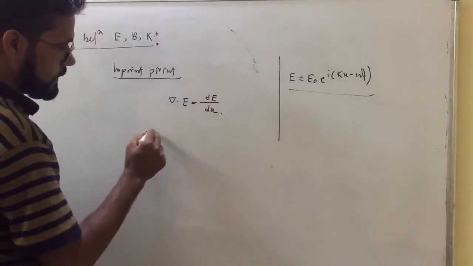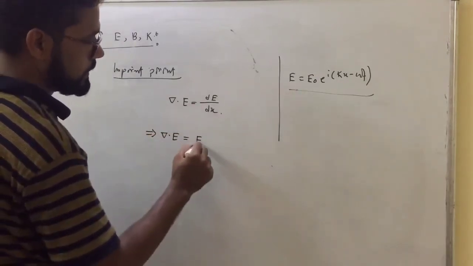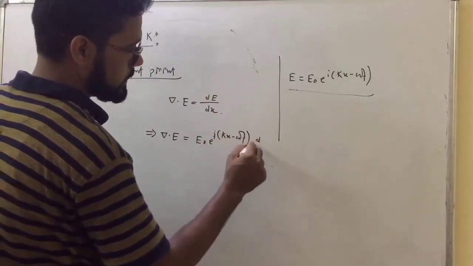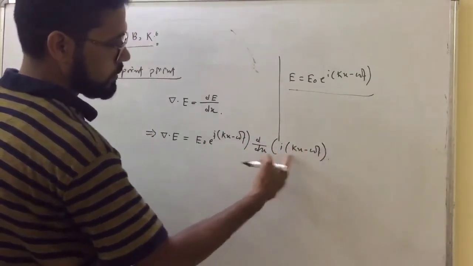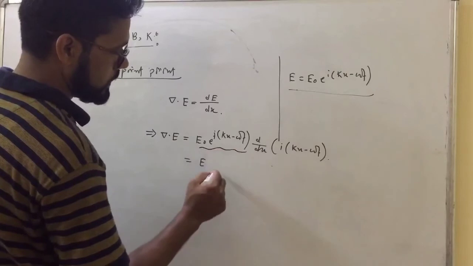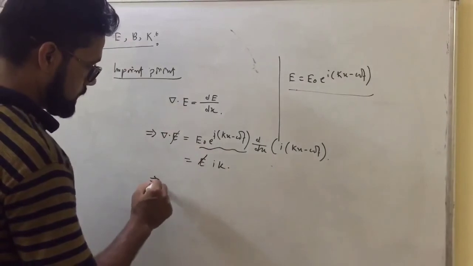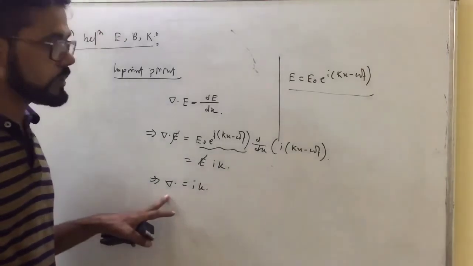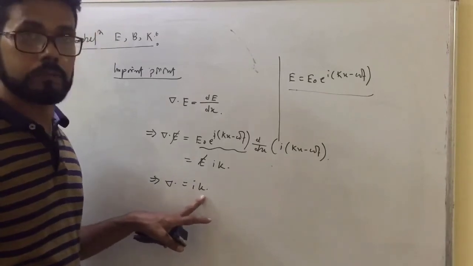Then the divergence of E, if I take the derivative, what happens? E naught e to the power i(kx minus omega t), d by dx of i(kx minus omega t). Then ik will come out, and this whole term will become E, times ik. If I cancel E, the divergence equals ik. A shortcut, so no need to do anything else. Divergence is always replaced by the imaginary number i times the k vector.